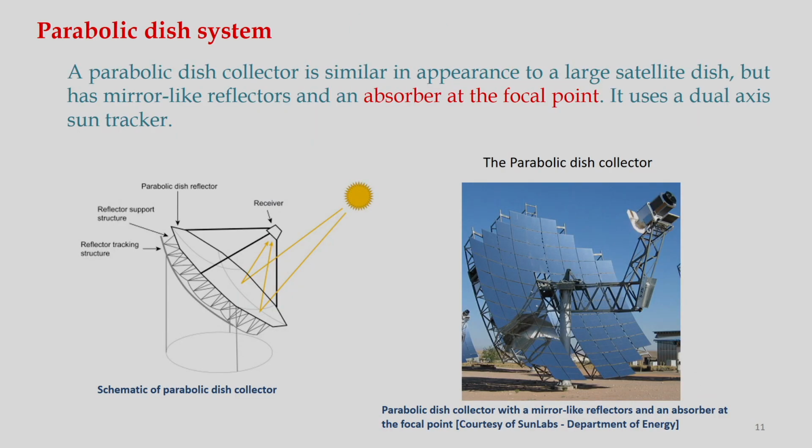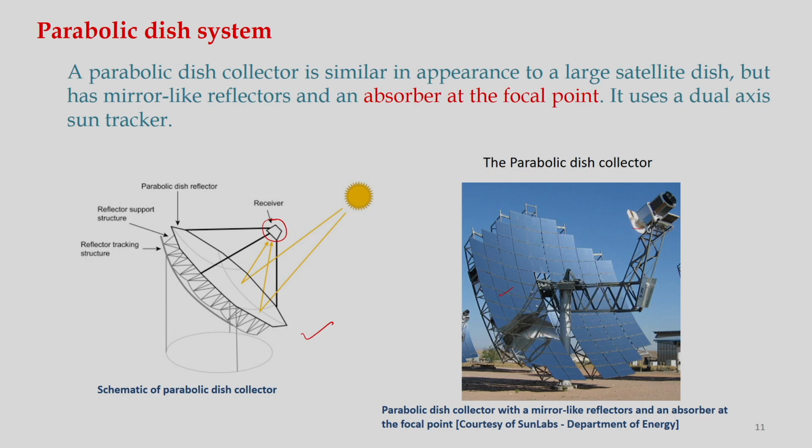So this parabolic dish collector is similar in appearance to a large satellite dish as you can see here, but has mirror like reflectors. So these are the mirrors. Okay. So what you can see in this picture, these are mirror like reflectors and an absorber at the focal point. So this is the absorber here or receiver here. Okay. So of course it has to use dual axis tracking.